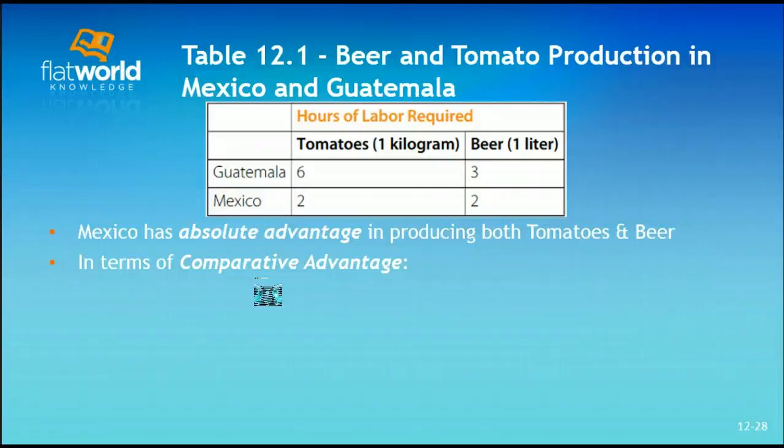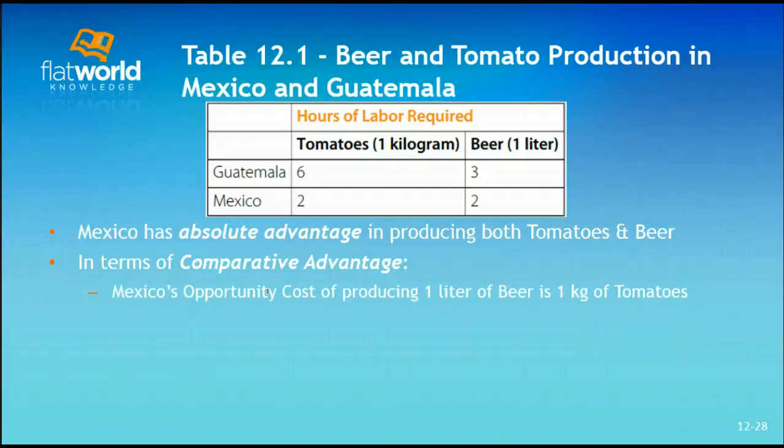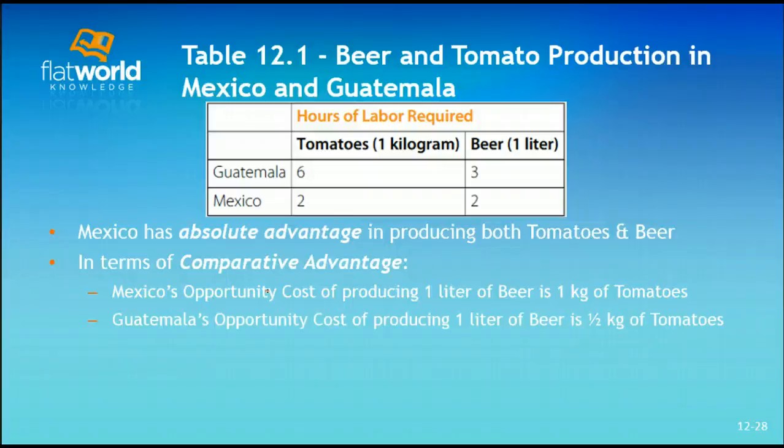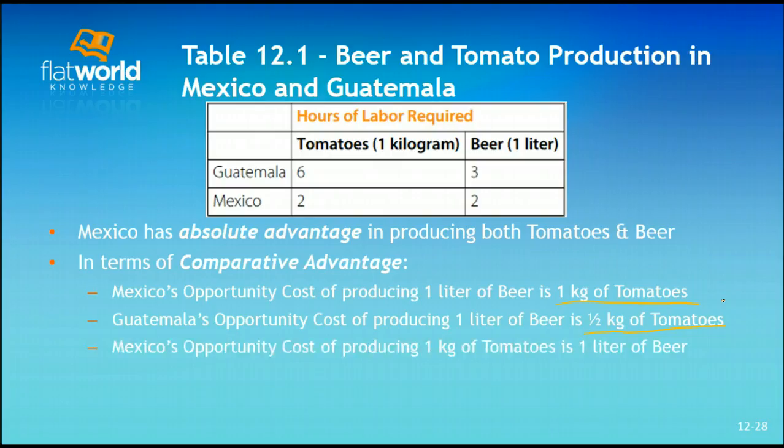In other words, Mexico has absolute advantage in producing both tomatoes and beer, but in terms of comparative advantage, the opportunity cost for Mexico to produce 1 liter of beer is 1 kilogram of tomatoes, because it takes Mexico 2 hours to create either of them. Guatemala's opportunity cost of producing 1 liter of beer is half a kilogram of tomatoes. Well, right there, we can see that it costs Guatemala only half a kilogram of tomatoes to make a liter of beer, whereas it costs Mexico 1 whole kilogram of tomatoes.